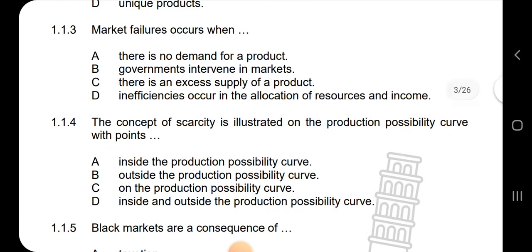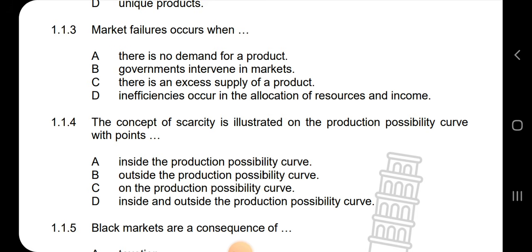1.1.3 says market failure occurs when... does the market fail? Well, when inefficiencies occur in the allocation of resources and income. So market failure occurs when D happens. Because let's look at number A. Market failure occurs when there is no demand of a product. No. Government intervenes in the market. No. There is an excess supply of a product. No. So for 1.1.3, we take number D.